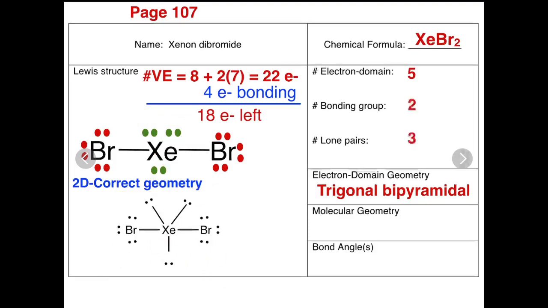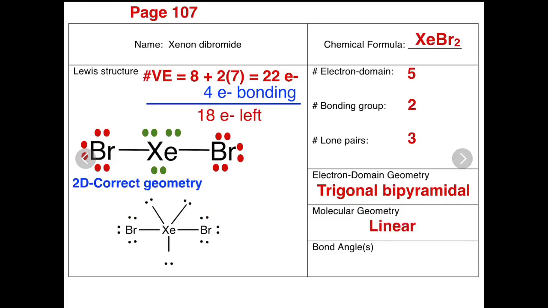Now, because we already see it contains 2 bonding groups and we have 3 lone pairs, in this case, when we consider the molecular geometry, we are going to ignore the lone pairs, right? So let's pretend that we ignore this. If you ignore all of this, you consider only just the bromine and the central atom. So this one right here would look like a linear, right? So that means in this case, molecular geometry would be linear.